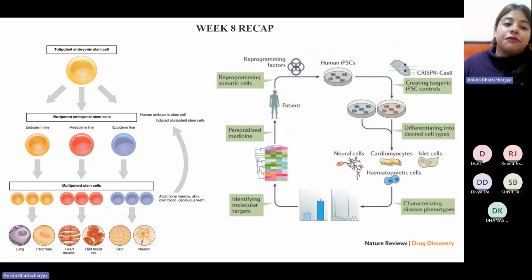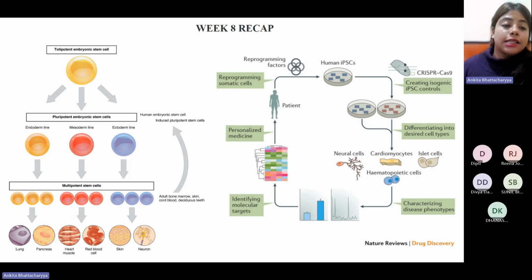So here we look at the different types of stem cells. First is the totipotent embryonic stem cell. Totipotent basically means a stem cell which can differentiate into any cell type, including the extra-embryonic layers, the endoderm, ectoderm, and mesoderm. They are able to do so.